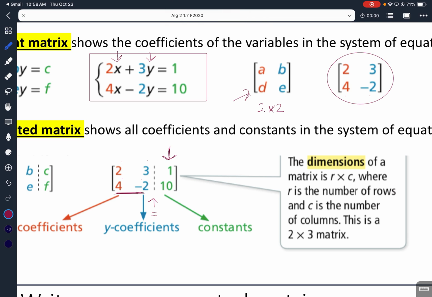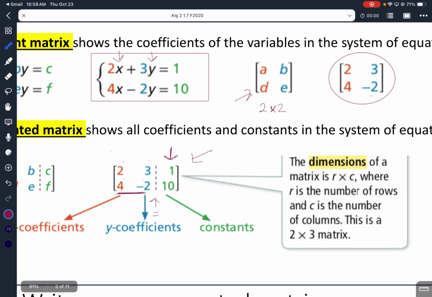Okay, but this augmented matrix down here is a 2... there's 2 rows by 3 columns. Jaden, you're spacing. Does that make sense? 2 rows, 1, 2, and 1, 2, 3 columns. Okay? Rows by columns.